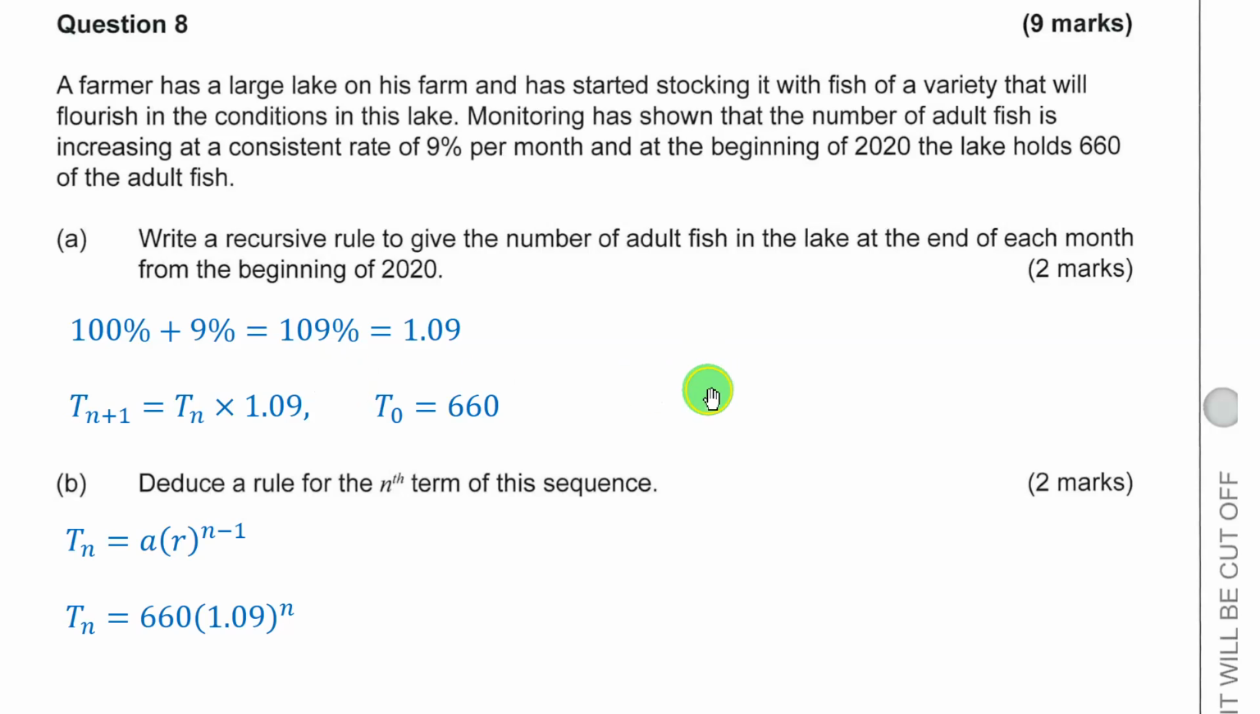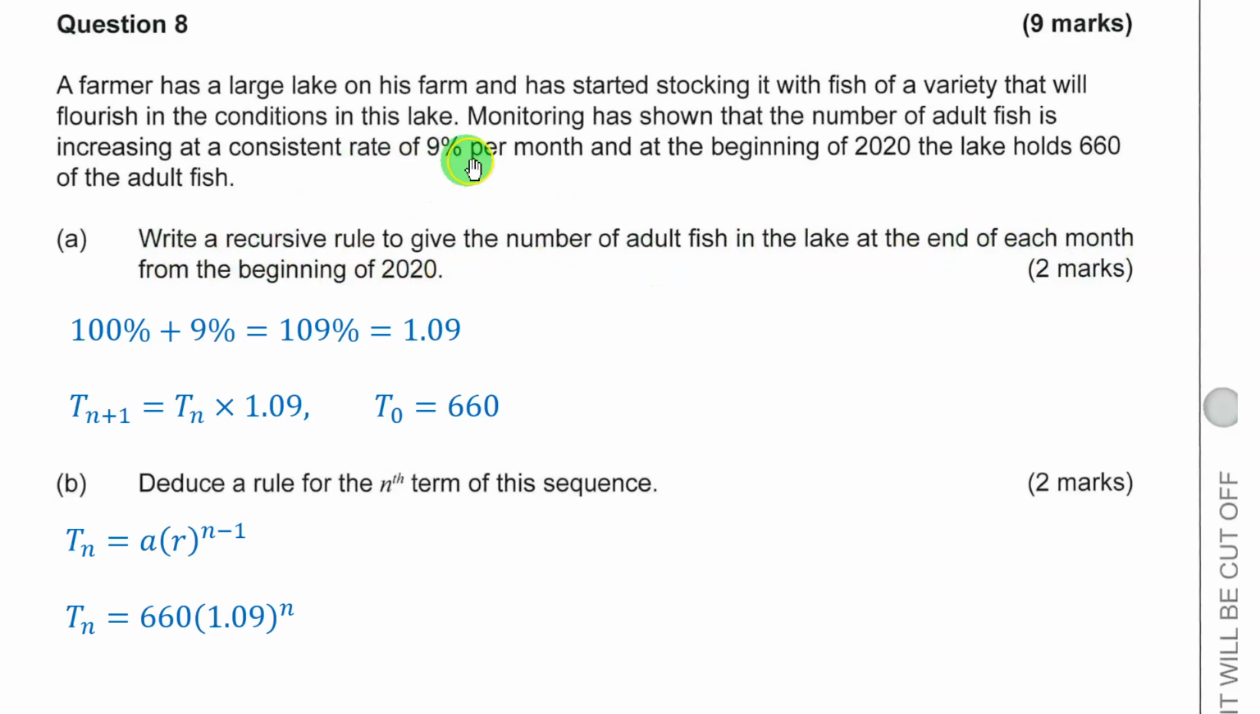So question 8, we've just finished an arithmetic sequence and it looks like we're into a geometric sequence on this one. Farmer's got a large farm, stocking it with fish, but at a 9% growth a month. At the beginning of 2020, we've got 660 fish. Write a recursive rule to give the number of adult fish in the lake at the end of each month.